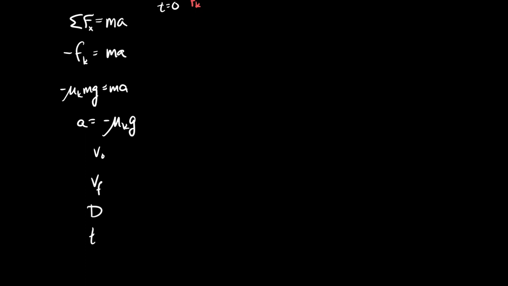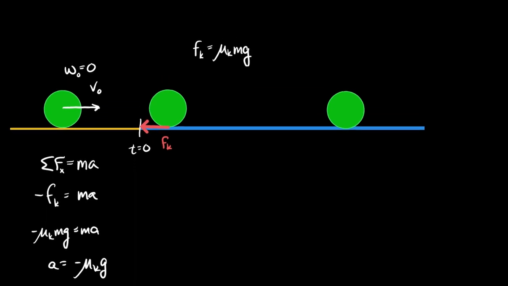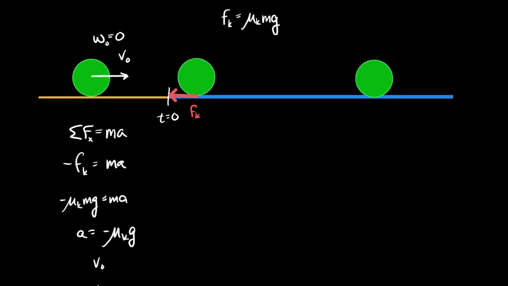This question asked for D. It wants to know how far the object travels getting to a point where it's rolling. Well, we don't have enough. All we have is the initial velocity and an expression for the acceleration. In order to solve a motion problem, we need to have 3 pieces of information. We only have 2. So let's look at other information we have.